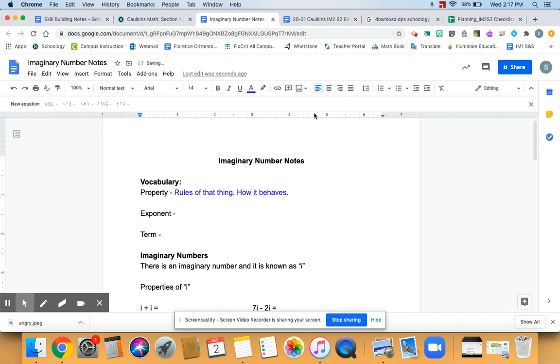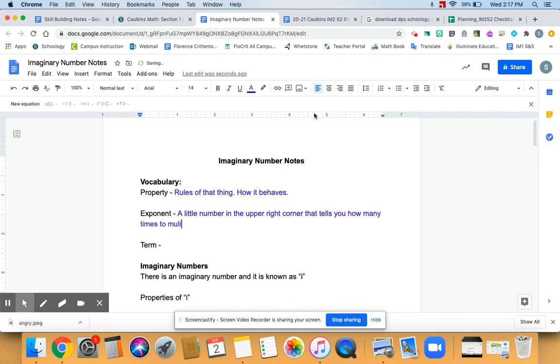So with imaginary numbers, we'll have exponents. An exponent, remember, is a little number in the upper right-hand corner that tells you how many times to multiply a number to itself. So a quick little example would be, if I had 4 to the power of 2, that means I'm taking 4 and multiplying it by itself twice, and 4 times 4 becomes 16.